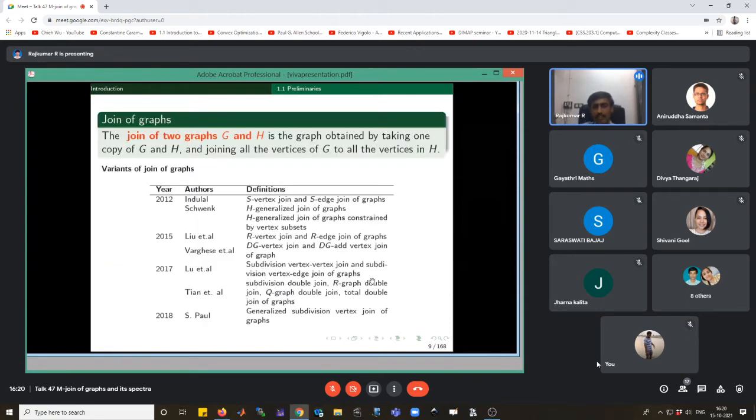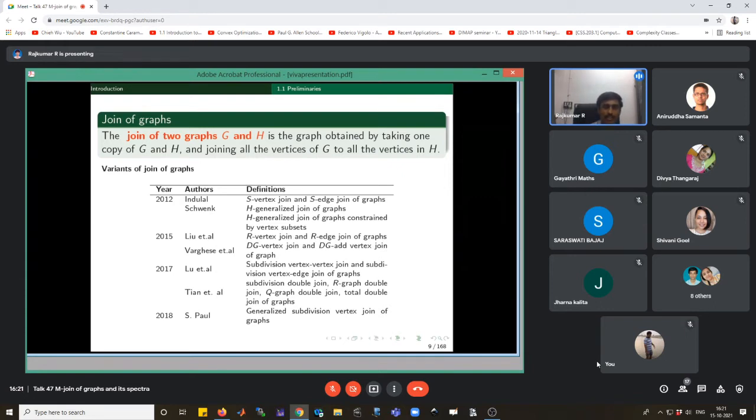Okay, next thing is about the join of graphs. This is a well-known definition. I think it is familiar to all of you. So when two graphs G and H are given, the join of these two graphs is a graph obtained by taking one copy of G and H and joining all the vertices of G to all the vertices in H.